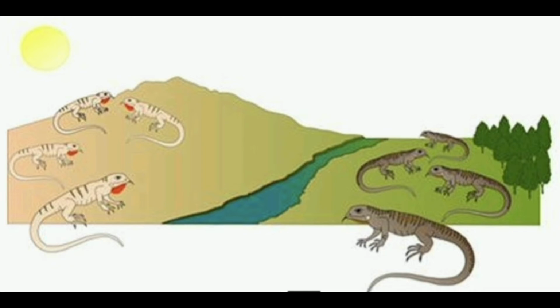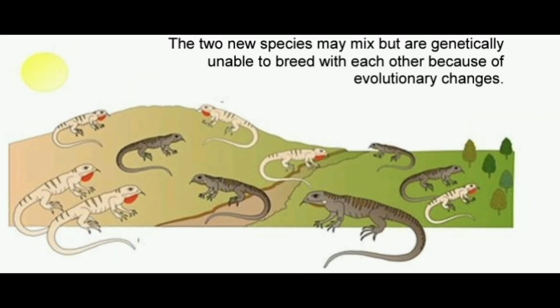The climate changes over time, altering the landscape again. The river has dried up and has enabled the two species to interact with one another again. However, since these are two new species now, they are not able to breed with one another.